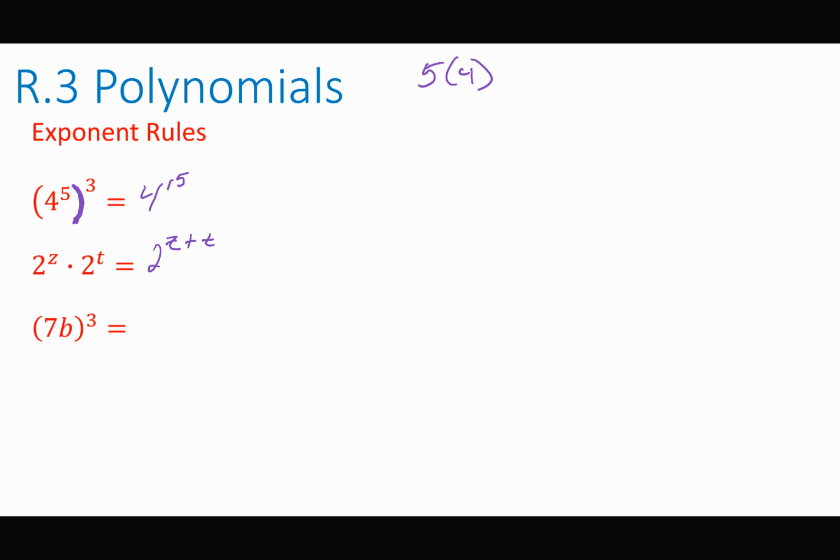All right, 7b all raised to the 3rd power. Is this the same as 7 cubed b cubed? Can I do that? Yes. Okay, so this one with multiplication with a product, the 3 does apply to each piece. Okay, so 7 cubed is actually 343, so this would be 343b cubed.